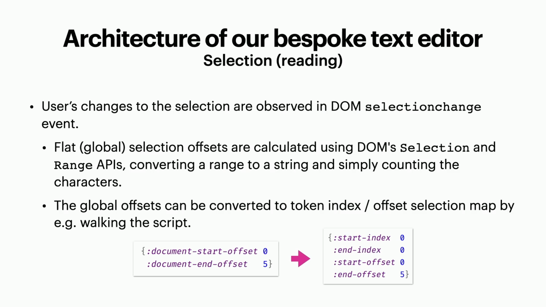And how do we manage the selection then? Well, to read the selection, we listen to a selection change event in the web browser. Then we calculate the absolute offset in the entire document, and we convert it into the token-based map format, which you can see on the right there.